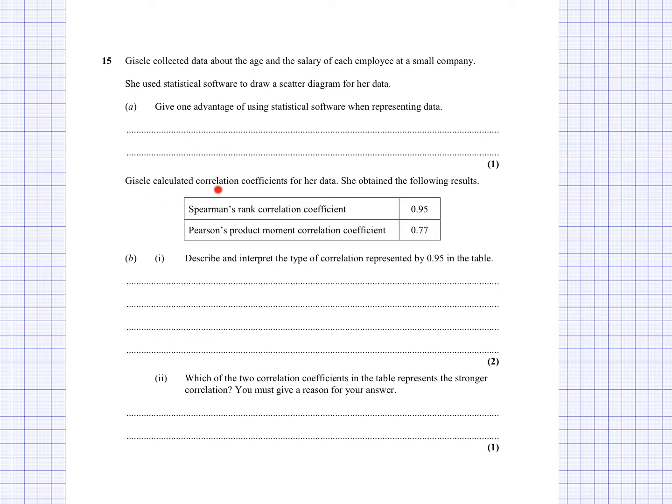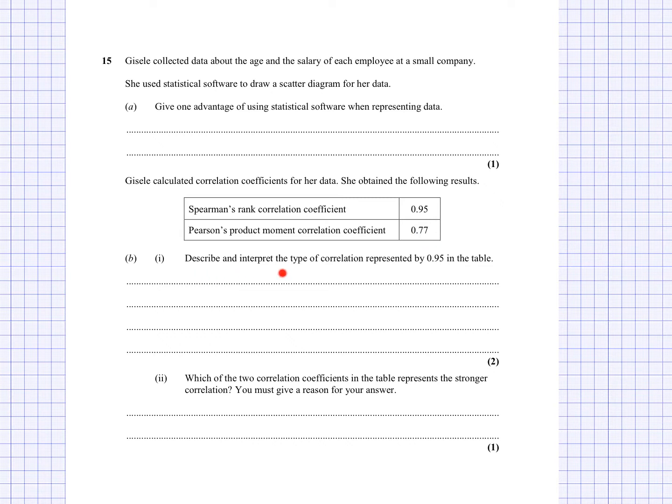Then we got Giselle calculated correlation coefficients for her data. She obtained the following results. Spearman's rank correlation coefficient was 0.95. You can see it's very close to 1. Pearson's product moment correlation coefficient is 0.77. So again, it's positive, and it's quite strong, 0.77.